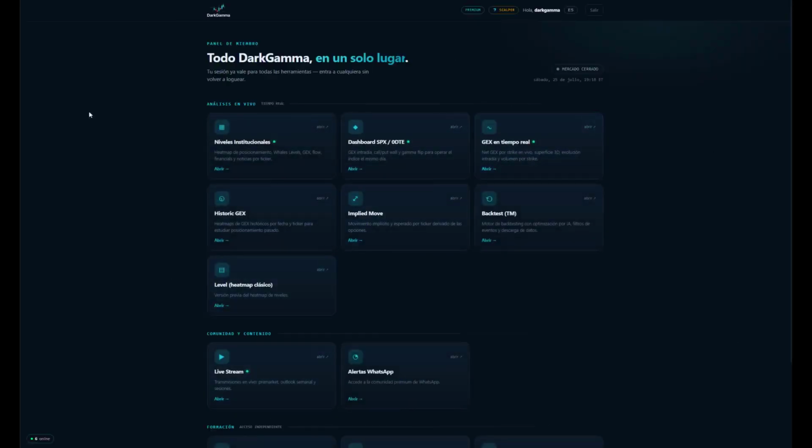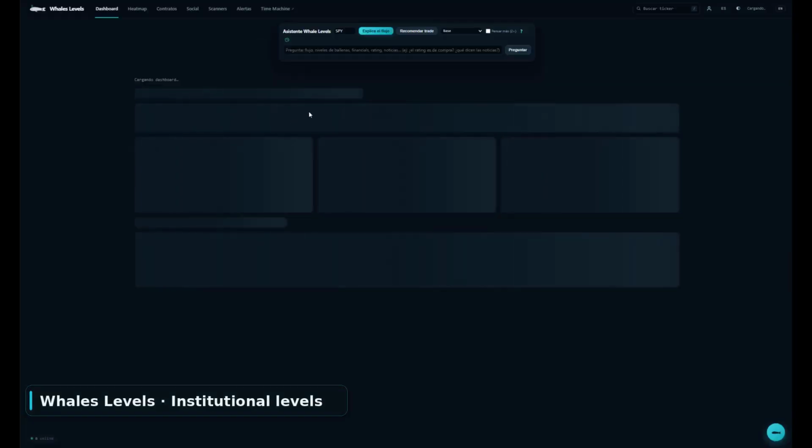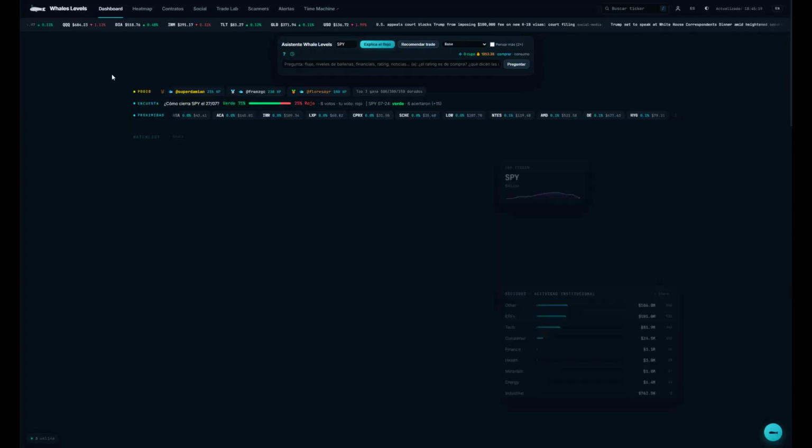This is your main panel with all the tools. Let's go through them one by one. We'll start with the most important one, institutional levels. From the portal, one click on its card takes you right in. When you enter, you'll see the main screen, like the one showing up now. In a few seconds, the full panel loads with the day's flow.